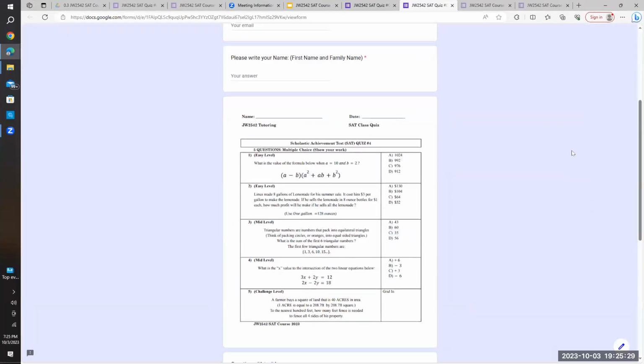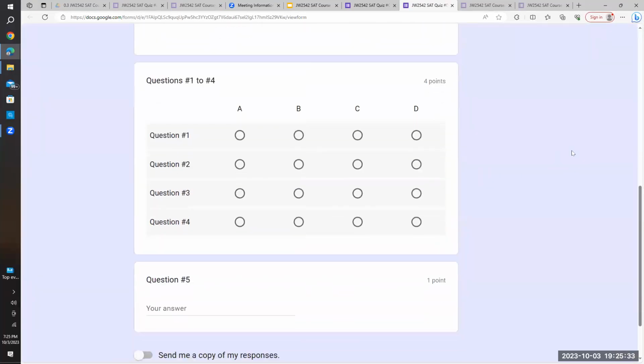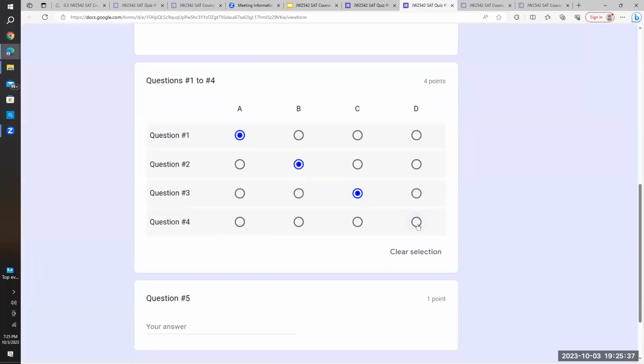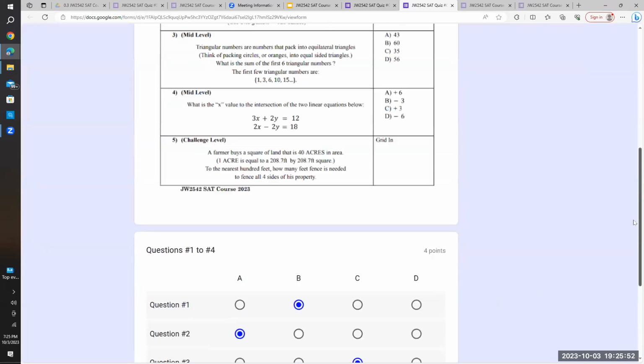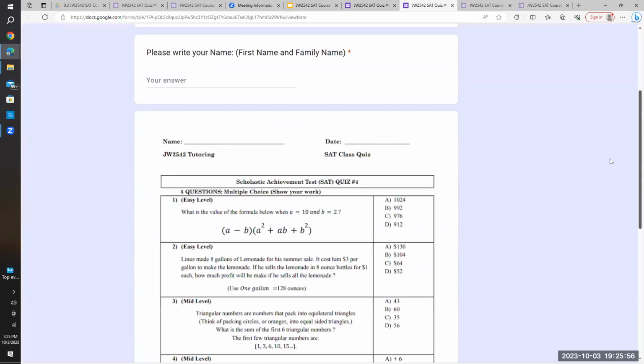Remember to have an answer for all 5 questions, and down below the form, you should see a bubble sheet where you can choose the answers for the 4 questions. Make your final selections by clicking on the bubbles, and also type in your answer for question number 5. So for example, if my answer was 3.14, I would type it in for question number 5. All right, so just about 10 more seconds.